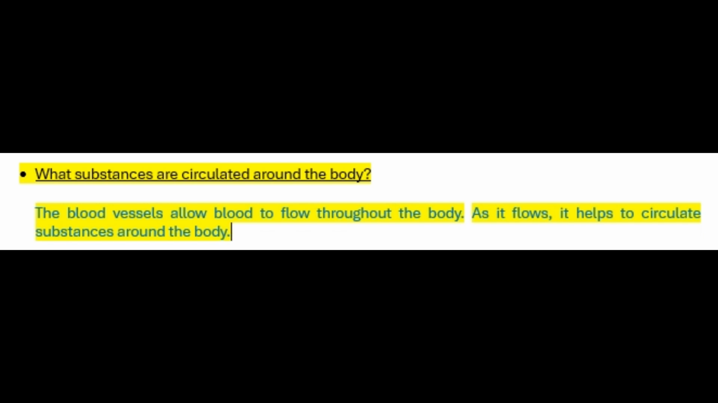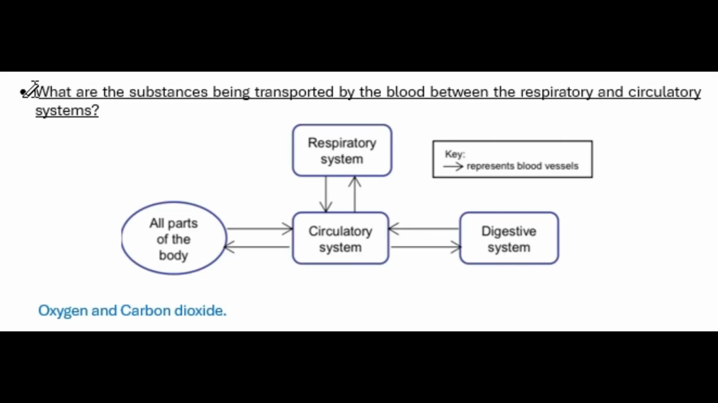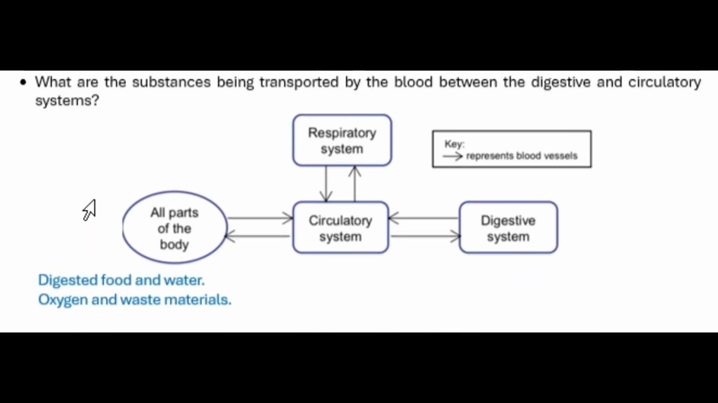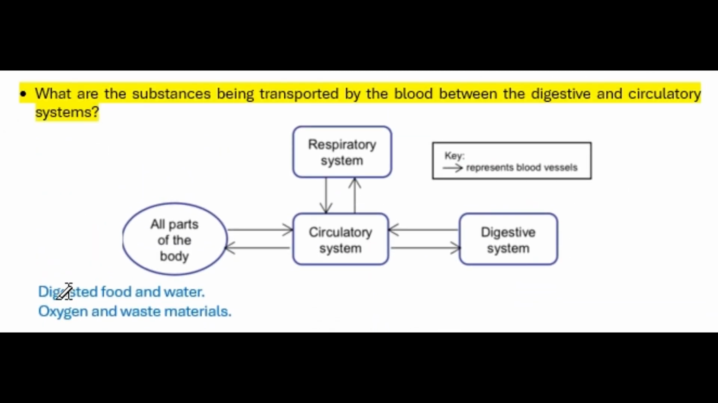What are the substances being transported by the blood between the respiratory and circulatory systems? Oxygen and carbon dioxide. What are the substances being transported by the blood between the digestive and circulatory systems? Digested food and water. Oxygen and waste materials.